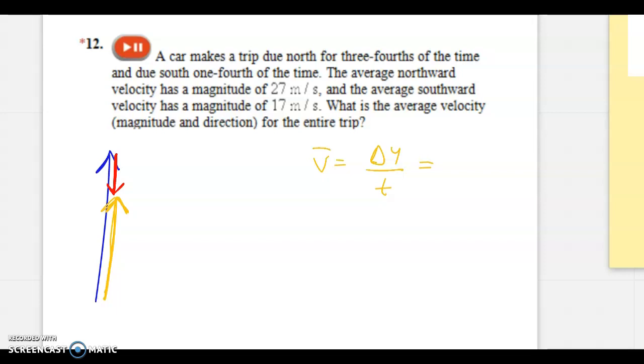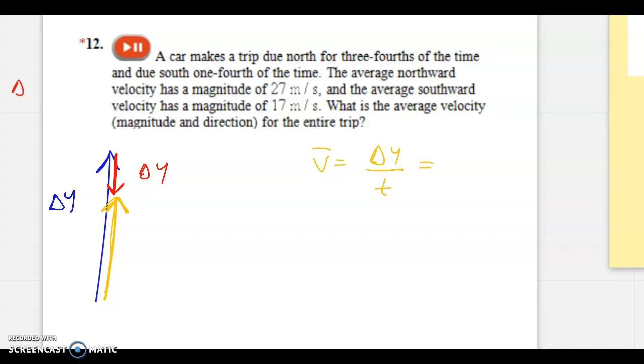I want you to try to come up with how far this blue is, how far this yellow is, and it's going to have to be an expression, and then we're going to subtract the two and then divide by the time. Go ahead and pause the video and give it a shot. All right, so each one of these displacements are the velocity for that part times the time.